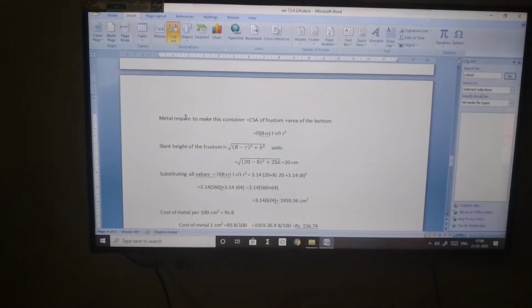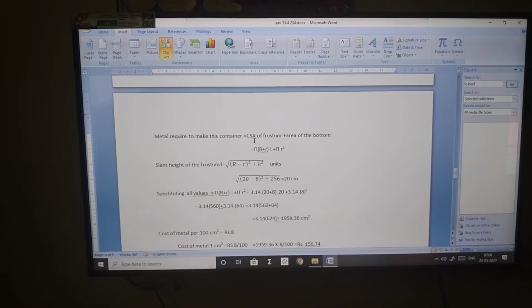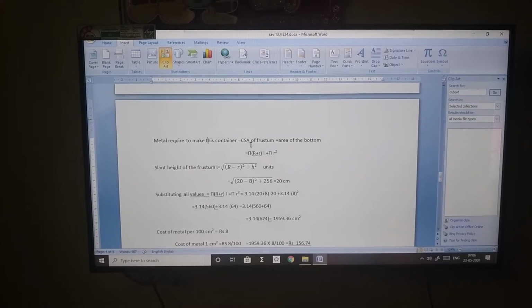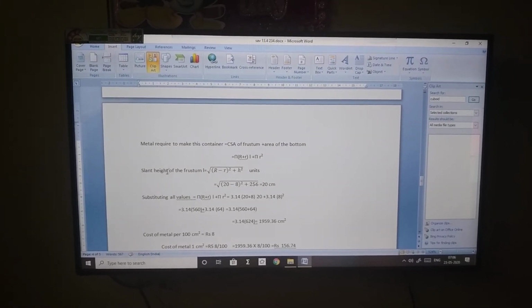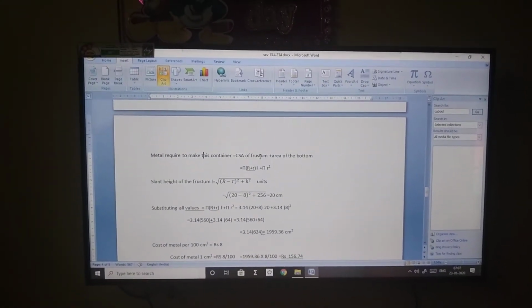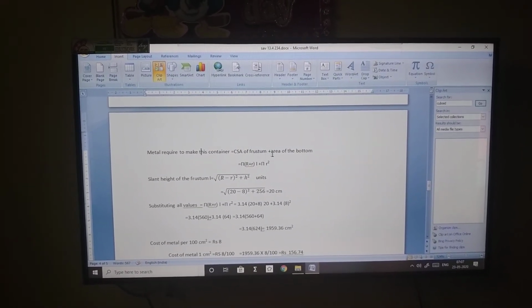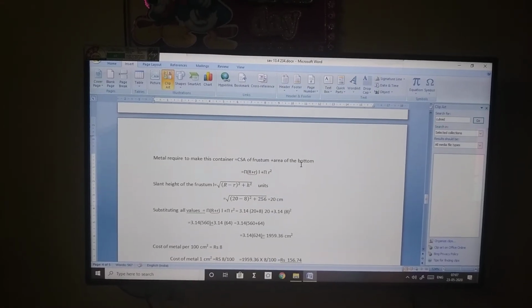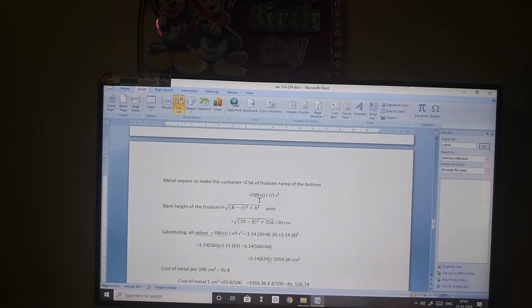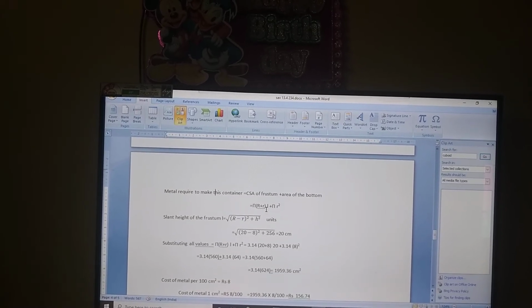In this question, they asked to find the cost of the metal sheet used to make this container. So to make this frustum, we need to find the curved surface area of the frustum plus the lower part, the circle, which is nothing but pi r square. So the curved surface area of the frustum is pi into capital R plus small r into L.